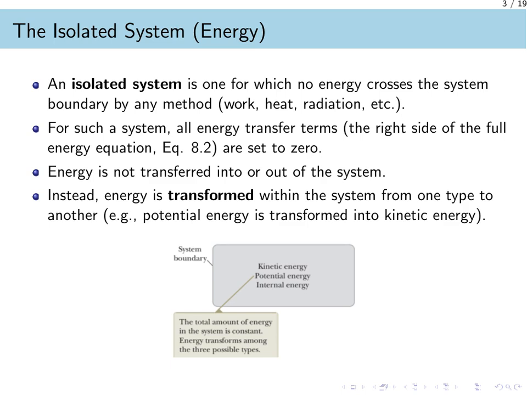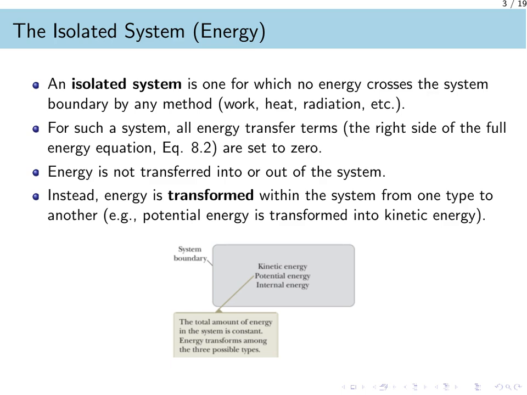This slide introduces the concept of an isolated system, which is fundamental to energy analysis. An isolated system is one where no energy crosses the defined system boundary. This means there is no work, heat transfer, or radiation moving into or out of the system. In our main energy equation, this means all the energy transfer terms on the right side are set to 0.